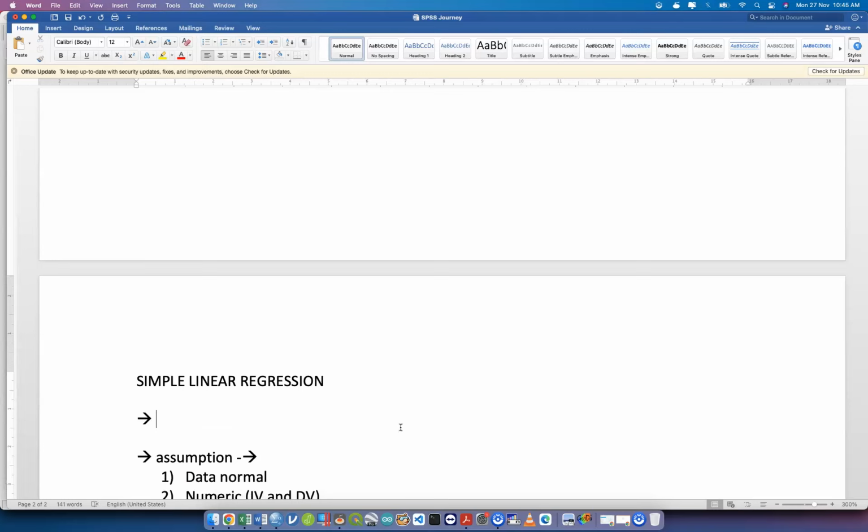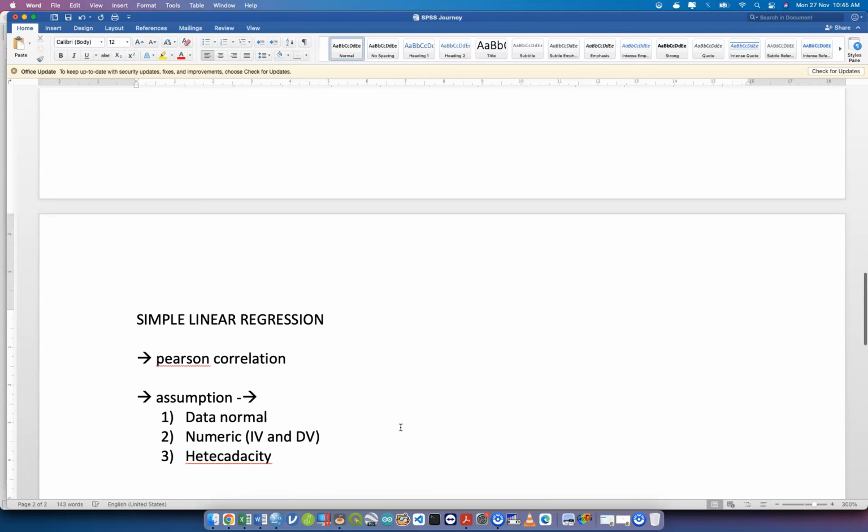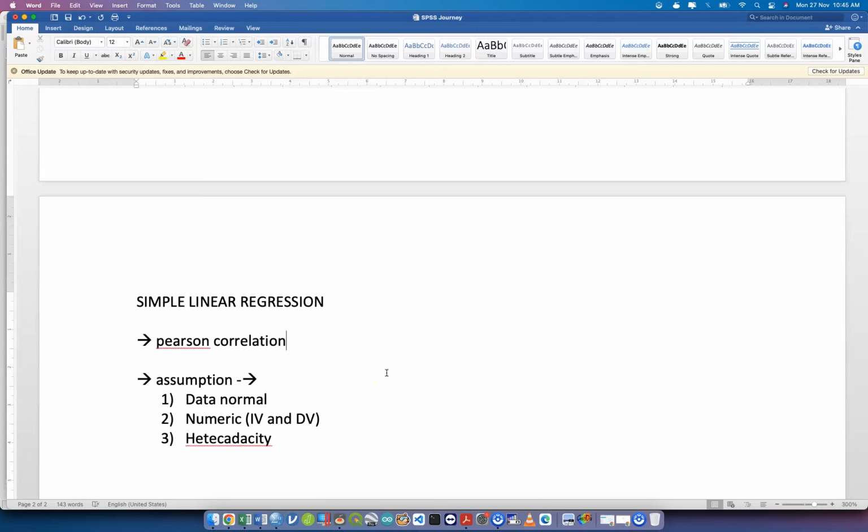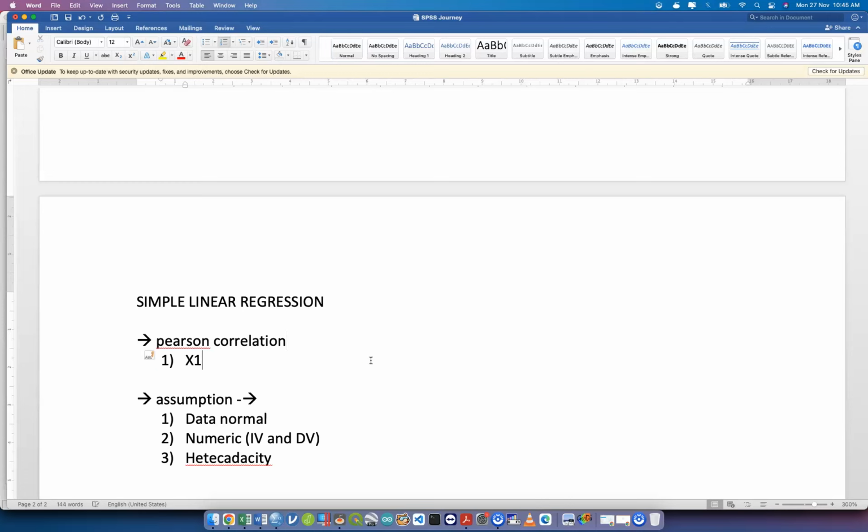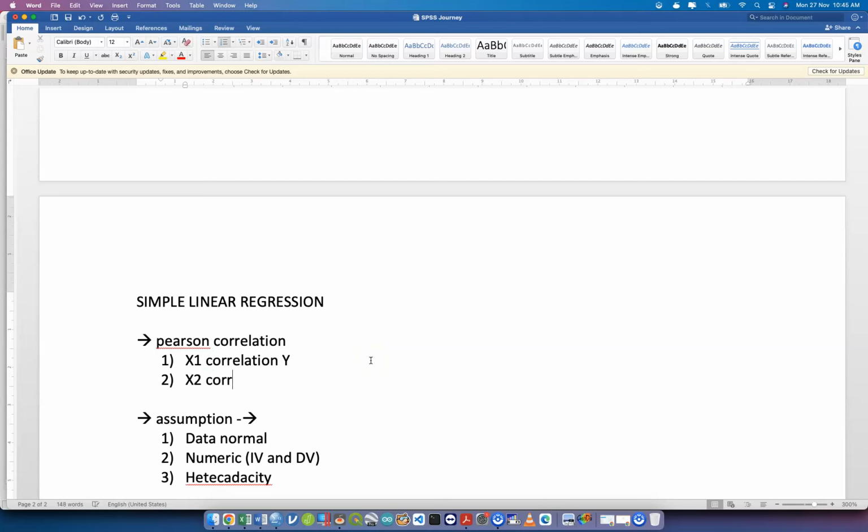Before you do the simple linear regression, usually we explore it using Pearson first. Pearson correlation. After we perform the Pearson correlation, then we run the simple linear regression. Understand? So let's say you run the Pearson correlation. You find out that your X1 has a correlation with the Y. You find out that your X2 has a correlation with Y. So you are going to look into the proposition of linkages between the Y with the X1 and X2. Faham tak? Okay, saya ulang balik. When you run the Pearson correlation, usually you run it individually. Betul tak?